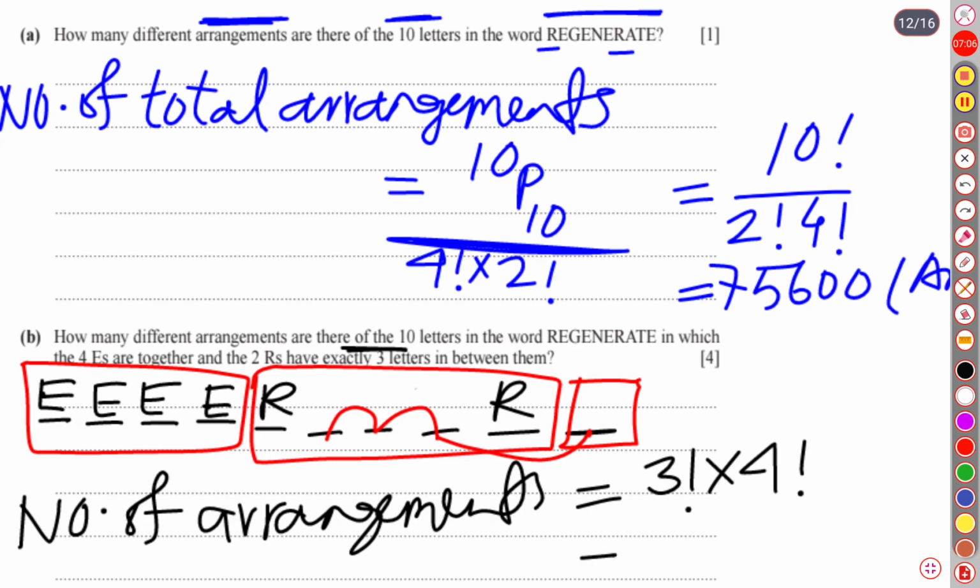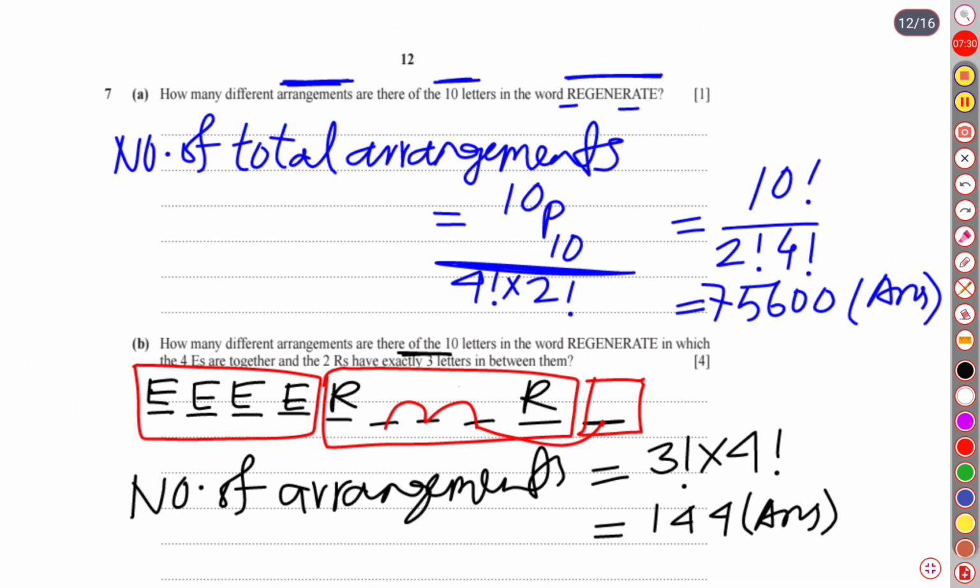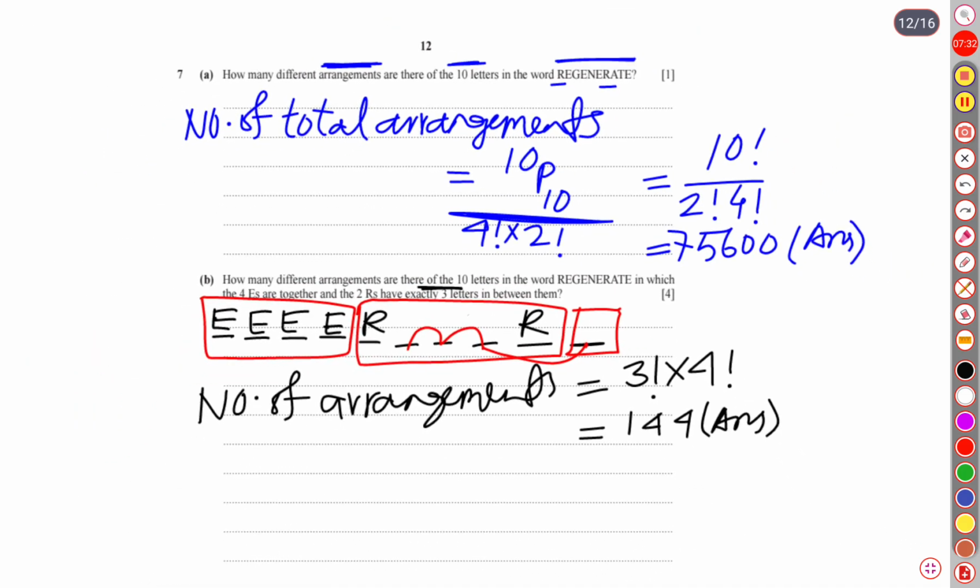So if we find the number of arrangements, 3 factorial means 6 and 4 factorial means 24. So 6 times 24 is 144. There are only 144 ways to arrange the letters according to the situation. I think all of you have understood this simple solution. So this is the solution to question number B. Let's move on to question number C.